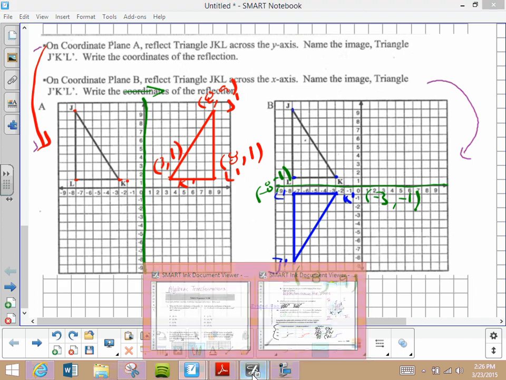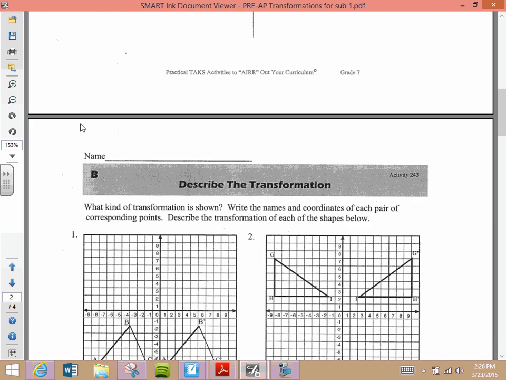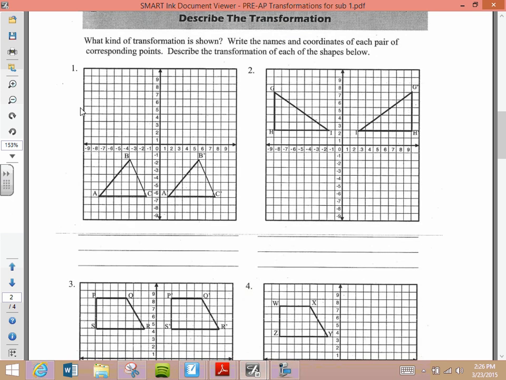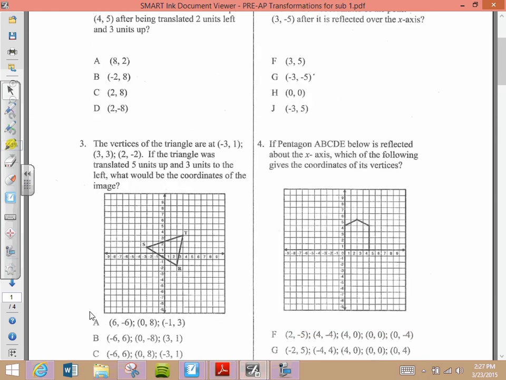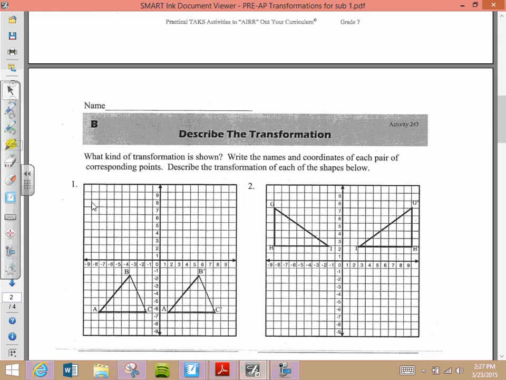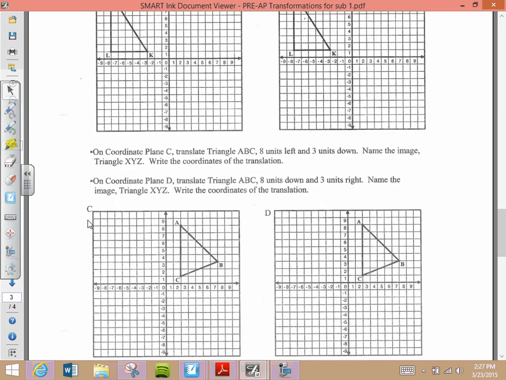These are pretty easy. For the next part, we're going to do it on here. So all you have to do is tell me what kind of transformation happened. So what happened for the first one? For what? Oh, we're not there. Probably. This is it, right?